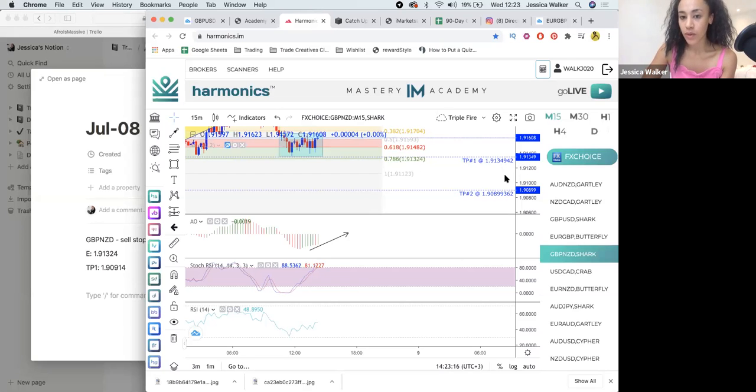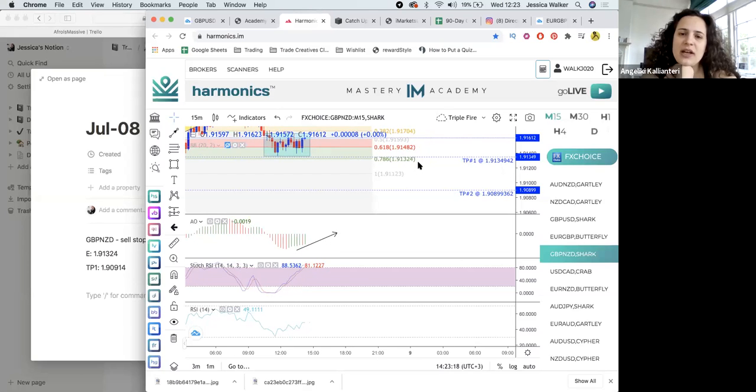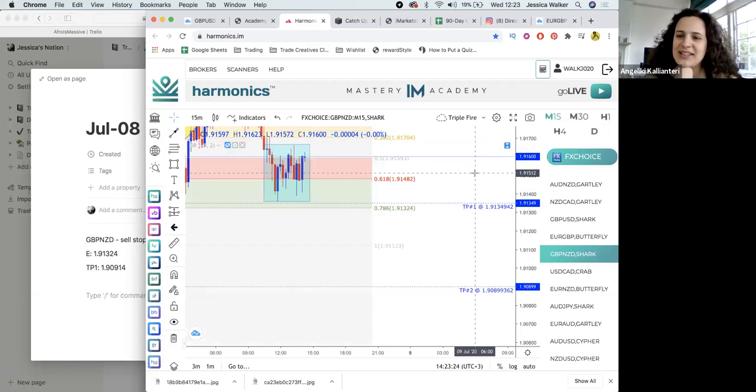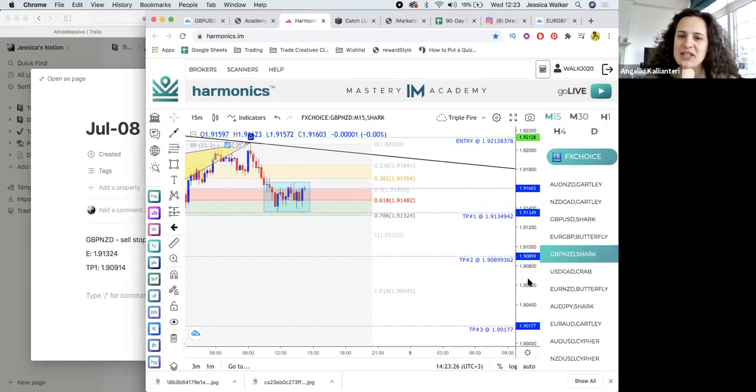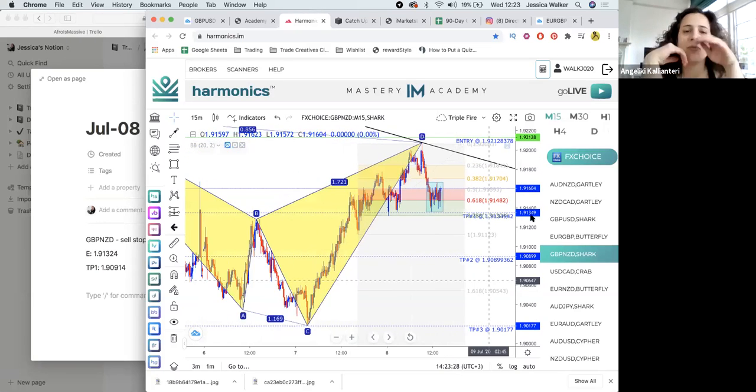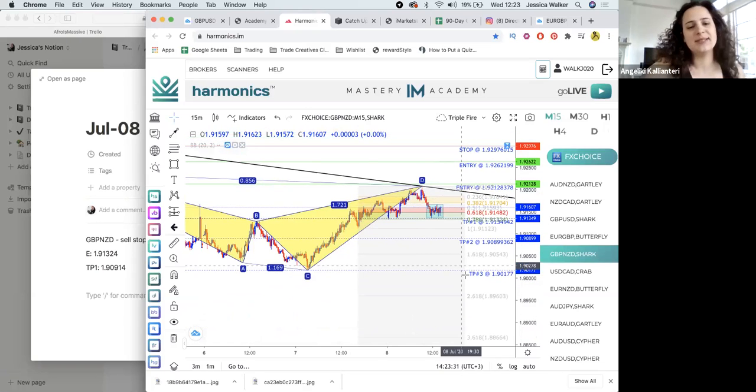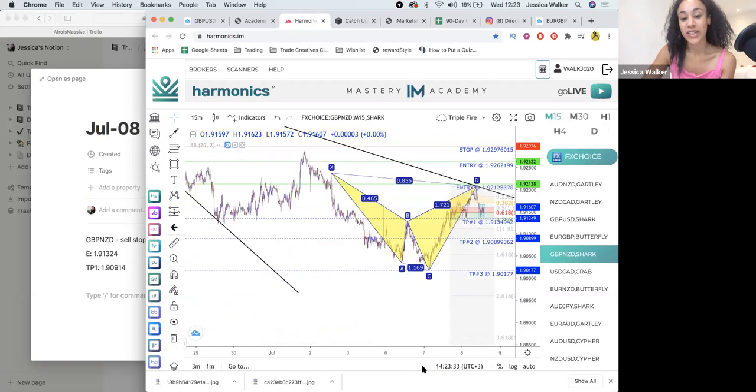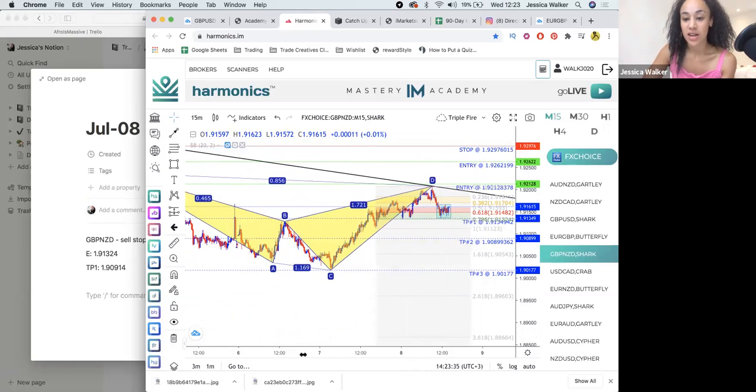Okay. But I like the fact that you saw the two pairs that I actually put my trades on as well. So GBP USD and GBP NZD. So I like that at least we thought the same on these ones, because I was checking at Harmonics 2 hours ago, 3 hours ago. I think this could actually be a really, really nice move to the downside.